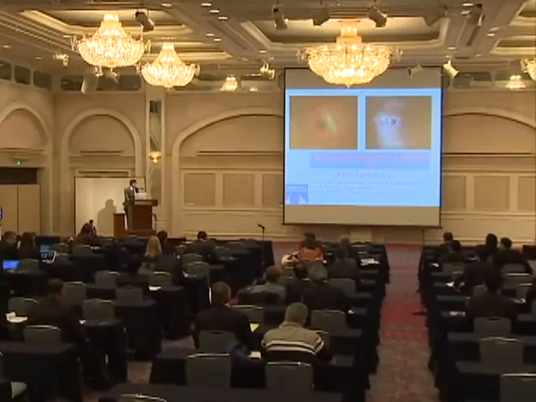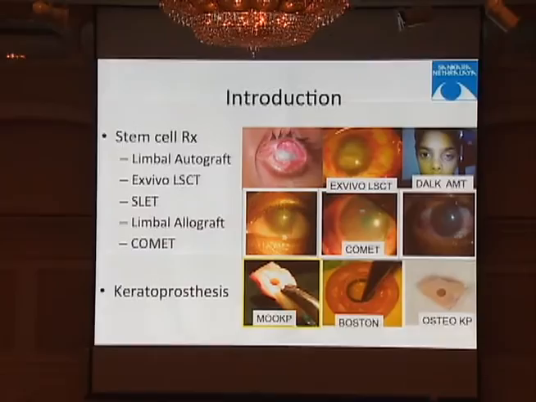So I'll be speaking on our experience with type 2 keratoprosthesis in chemical injury. I have no financial disclosures to make. As far as chemical injuries are concerned, when you have stem cell deficiency, you have the option of either using a stem cell-based treatment as one of the modalities or depending on keratoprosthesis.